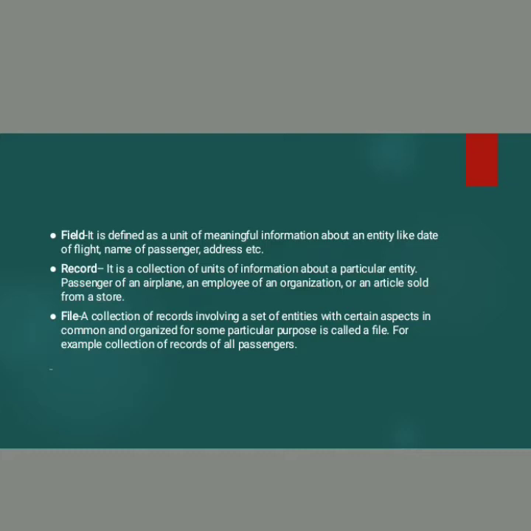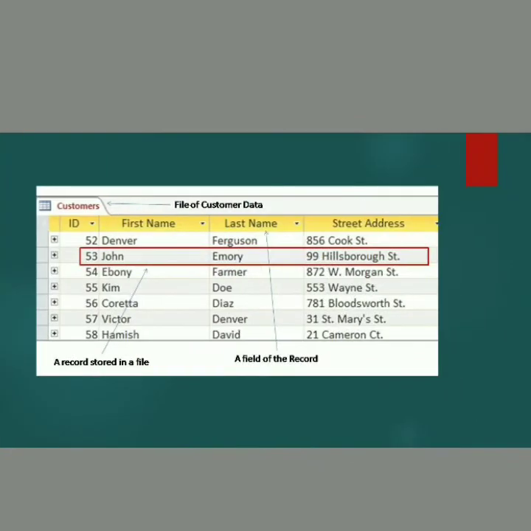First, a field is defined as a unit of meaningful information about an entity, like date of flight, name of passenger, address, etc. And a record is a collection of units of information about a particular entity. For example, a passenger of an airplane, an employee of an organization, or an article sold from a store. Here we can see the diagram of a customer record, a file of customer data.